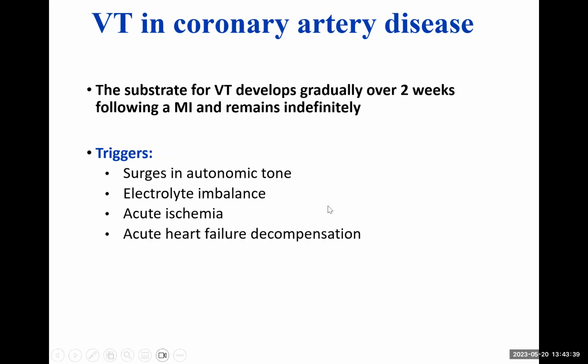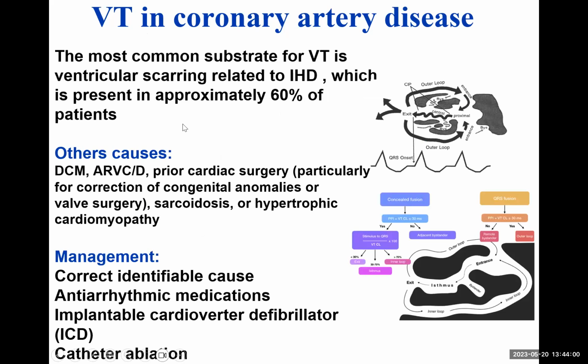And the substrate for VTAC usually developed over 2 weeks, but there are certain triggers that can trigger development of VTAC, like surge in autonomic tone, electrolyte imbalances, especially severe hypokalemia, hypomagnesemia, acute ischemia, or acute heart failure decompensation. All of this can trigger VTAC in patients with ischemic heart disease. And we know this is scar-related, a re-entry mechanism. Remember other cardiomyopathies like dilated cardiomyopathy, ARVCD, sarcoid, hypertrophic cardiomyopathy, scar related to these diseases can also lead to re-entry tachycardia and ventricular tachycardia, but the commonest for re-entry, of course, is ischemic heart disease.